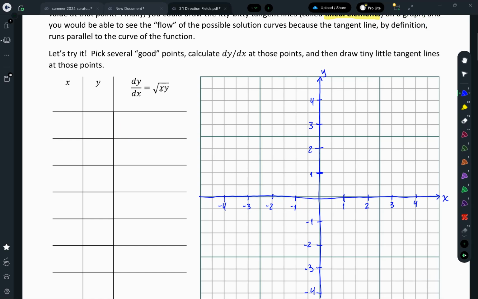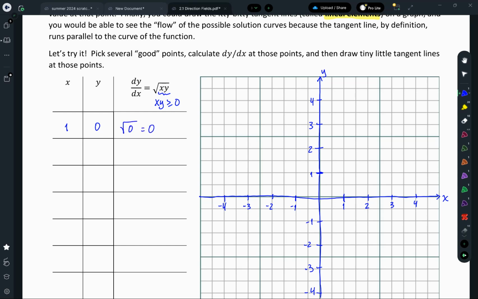So first thing we know right here is that the product of x and y must be greater than or equal to 0. Okay? All right. So we have to pick from the first quadrant and the third quadrant. We can choose from the axes. That is okay. So I'm going to choose something on each of the axes first. How about if x is 1 and y is 0?